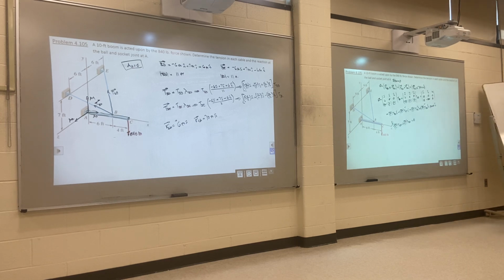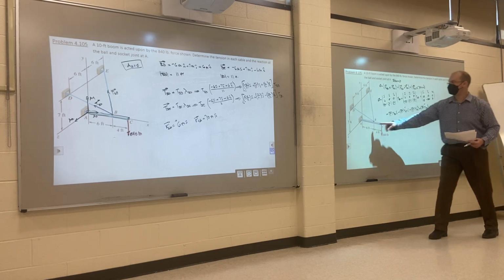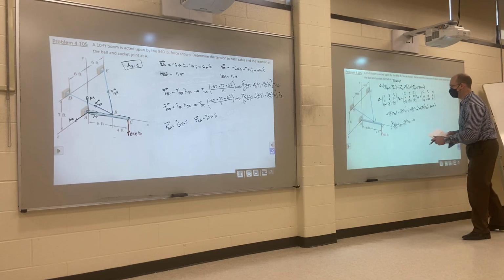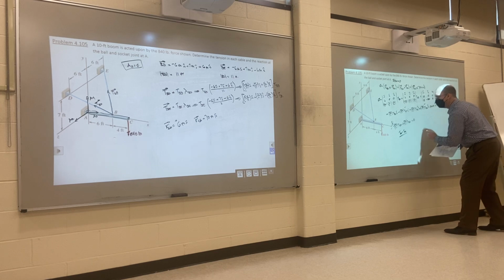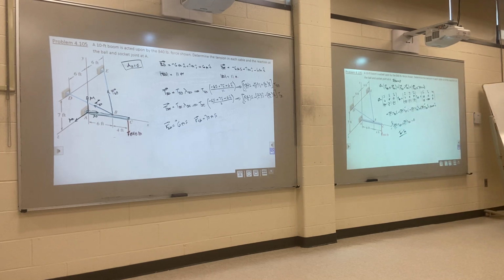So all that tells me in the end is TBD is equal to TBE, which is what we would kind of expect, because these cables have the same geometric configuration. So TBD is equal to TBE. Equation 1, simple.